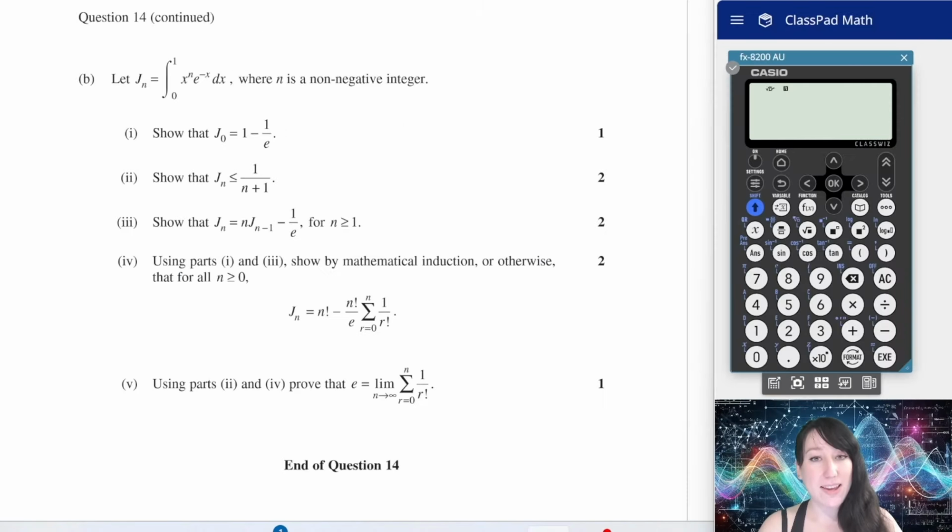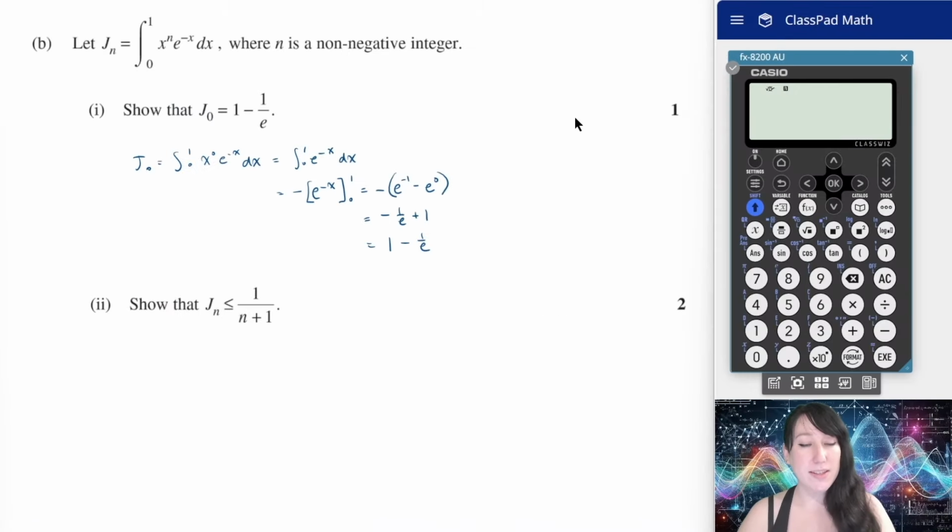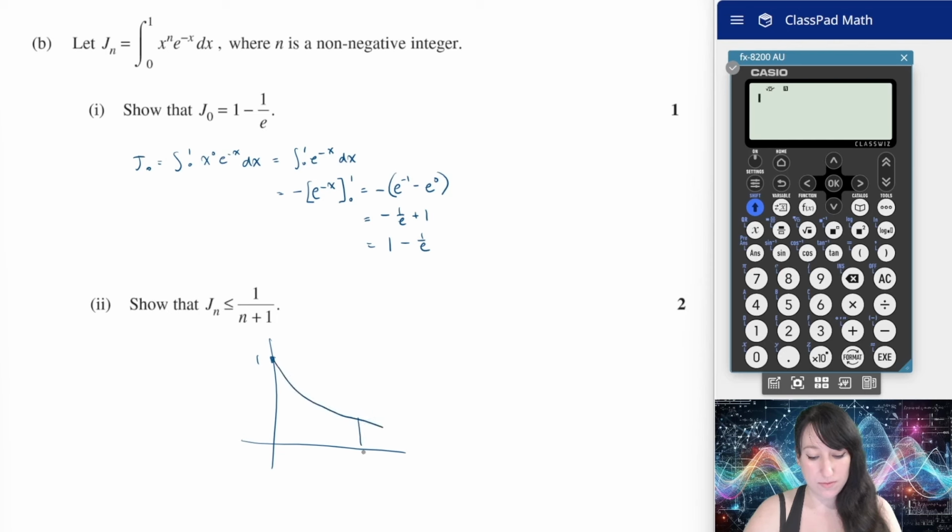Part 2. Show that Jn is less than or equal to 1 over n plus 1. So let's consider on the domain from 0 to 1, like our integral, what the function e to the negative x looks like. So between 0 and 1, e to the negative x itself is between 0 and 1. And it can include 1 but not 0.